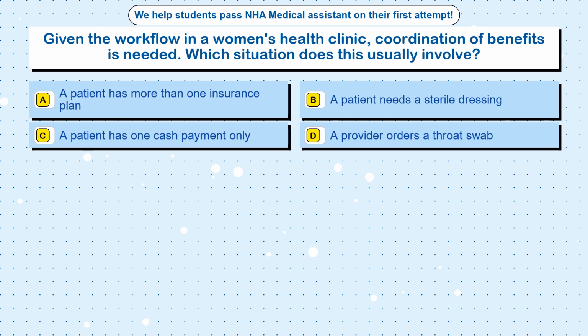Question 23. Given the workflow in a women's health clinic, coordination of benefits is needed. Which situation does this usually involve? Option A. A patient has more than one insurance plan. Option B. A patient needs a sterile dressing. Option C. A patient has one cash payment only. Option D. A provider orders a throat swab.